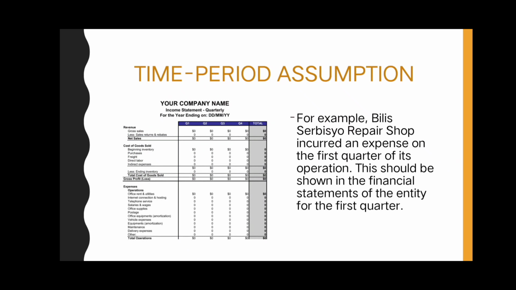We have an example here. Same business, si Bilis Servisyo Repair Shop, incurred an expense on the first quarter of its operation. And since this is incurred on the first quarter, then it should be included in the financial statements for the first quarter. Kailan nangyari yung transactions, dun siya i-record. Parehas dito, first quarter yung transaction, then it should be recorded in the first quarter.